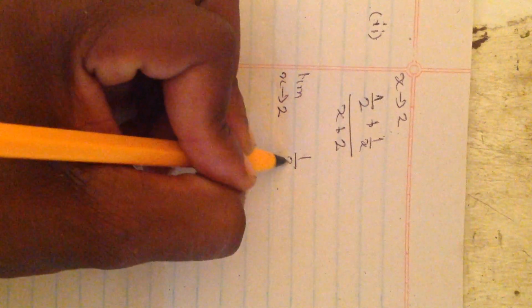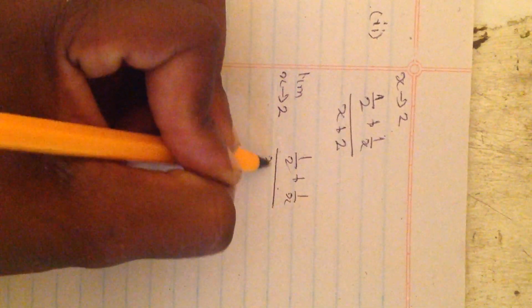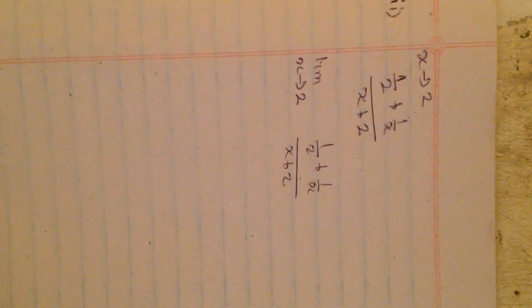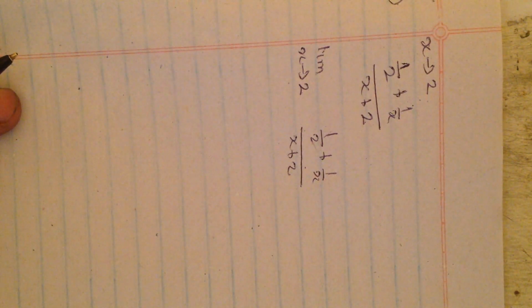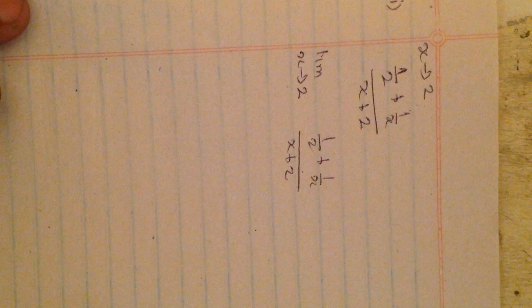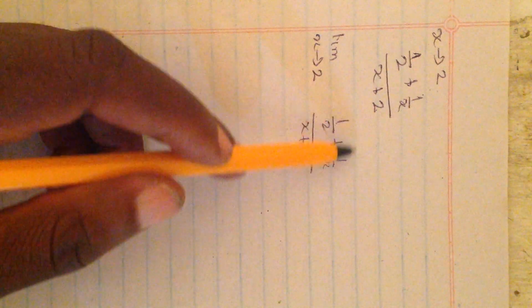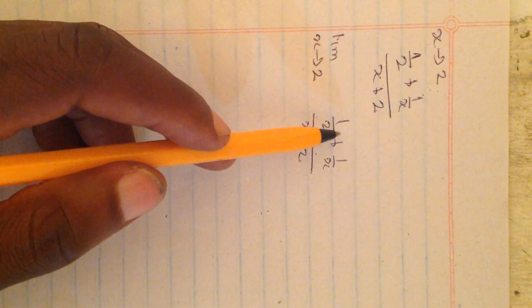your 1 over 2 plus 1 over x, over x plus 2. Okay, so what are we going to do? We have this equation. What are we supposed to do? Okay, so you can solve this part of the fraction on top the way we solve normal fractions.